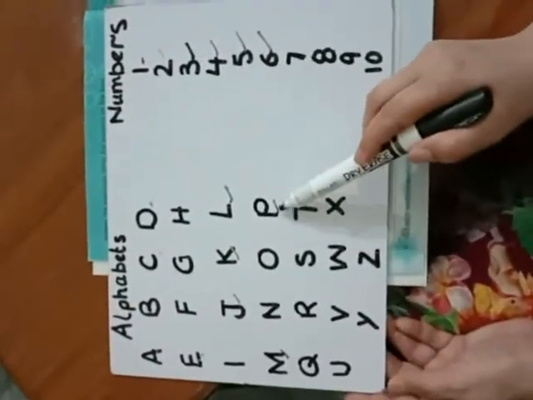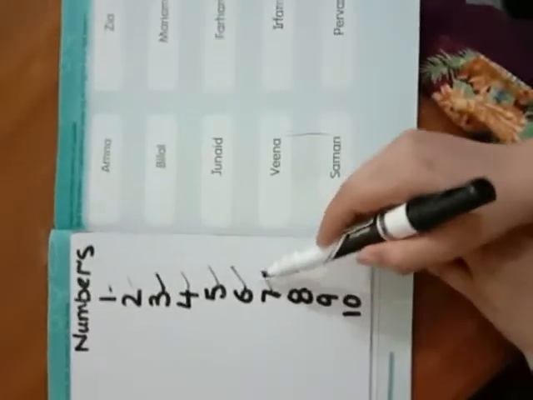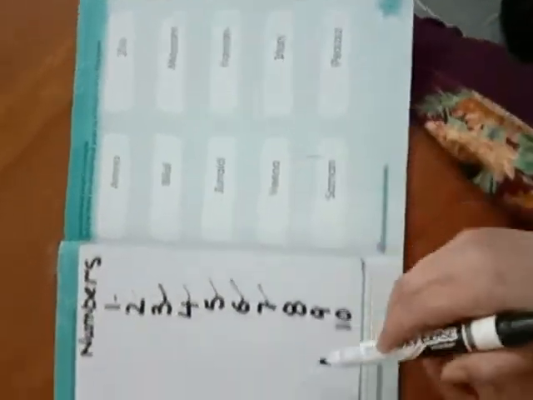No. Next alphabet is P and number is 7. Let's see any name is starting with P. Yes, here is in the end Parvez. P-E-R-V-A-I-Z, Parvez. Give it number 7. Here in this box write number 7.